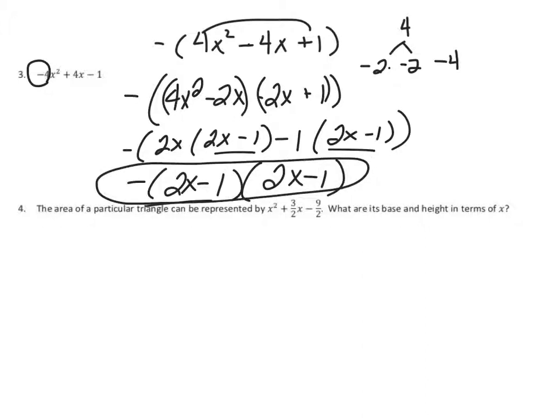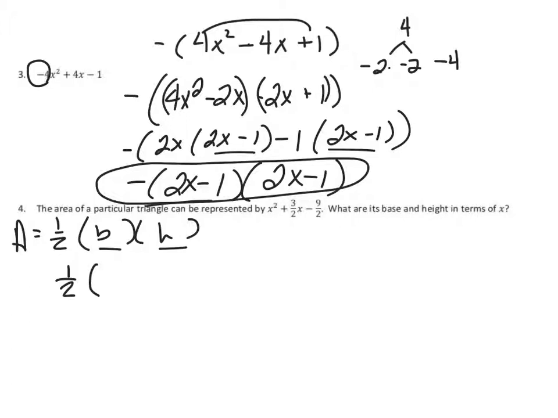The area of a particular triangle can be represented by that trinomial. What are its base and height in terms of x? Area of a triangle is 1/2 base times height. So we are basically looking for base and height, whatever's left in the parentheses. We're looking for a binomial and a binomial. Let's see if we can factor out a 1/2 first. If I do that, I have a 1/2 out front.